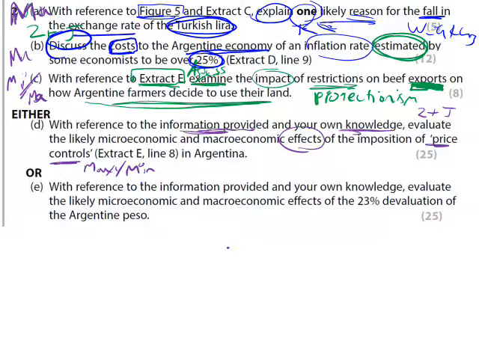Or you could choose the next one, same structure, but this one is the effects of the 23% devaluation of the peso. So be careful, because the very first question is looking for the reason for it. You don't want to be repeating your analysis of why the currency or a currency devalued in the first place. It's the effects of it. So just be careful that you're not repeating the analysis of why the Turkey currency weakened. You're just looking at the effects of that on the economy, positive and negative.